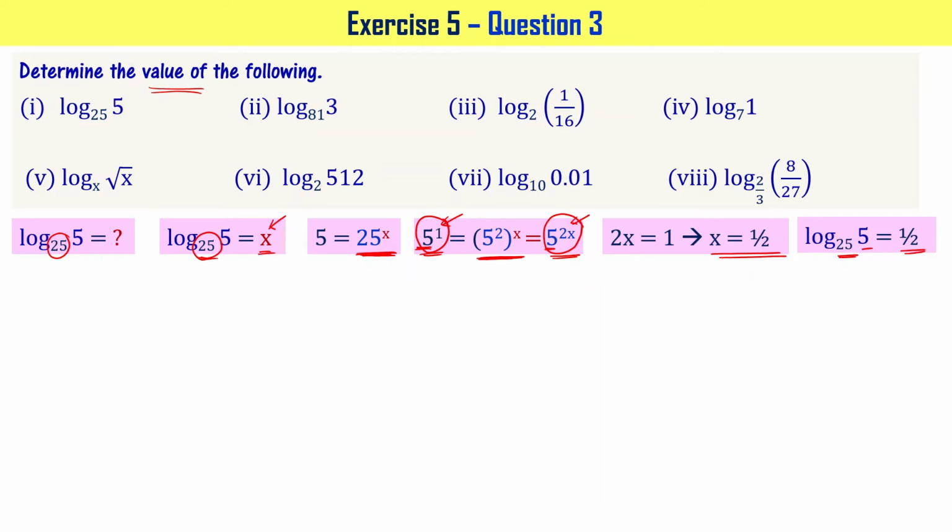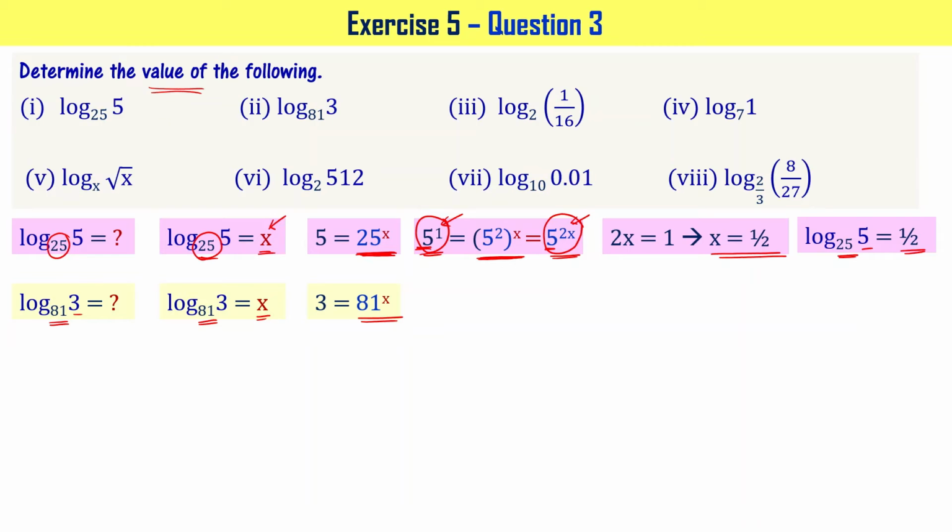Now let's look at the second part, that is log of 3 to the base 81. We want to find its value. Let me assume that log of 3 to the base 81 equals x. I can write this in the exponential form, right? It is going to be 3 equals 81 to the power x.